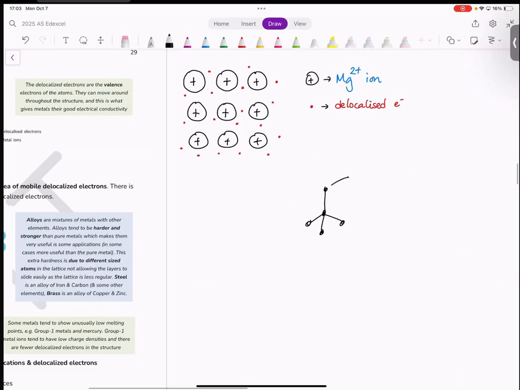So I'm going to label the carbon atom. Whenever you draw any diagram, make it clear to the person checking your script.